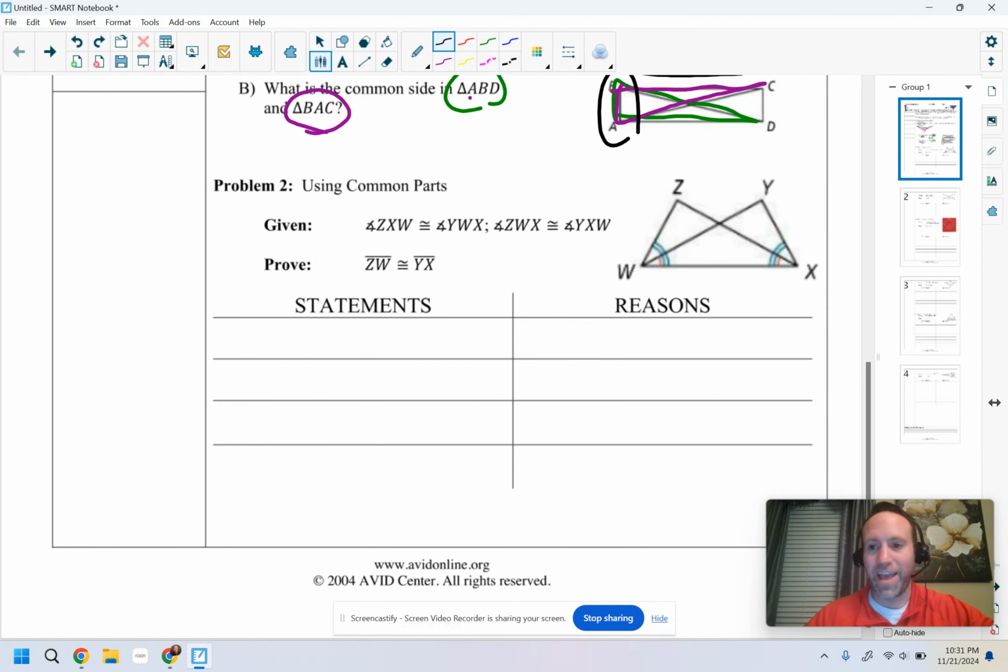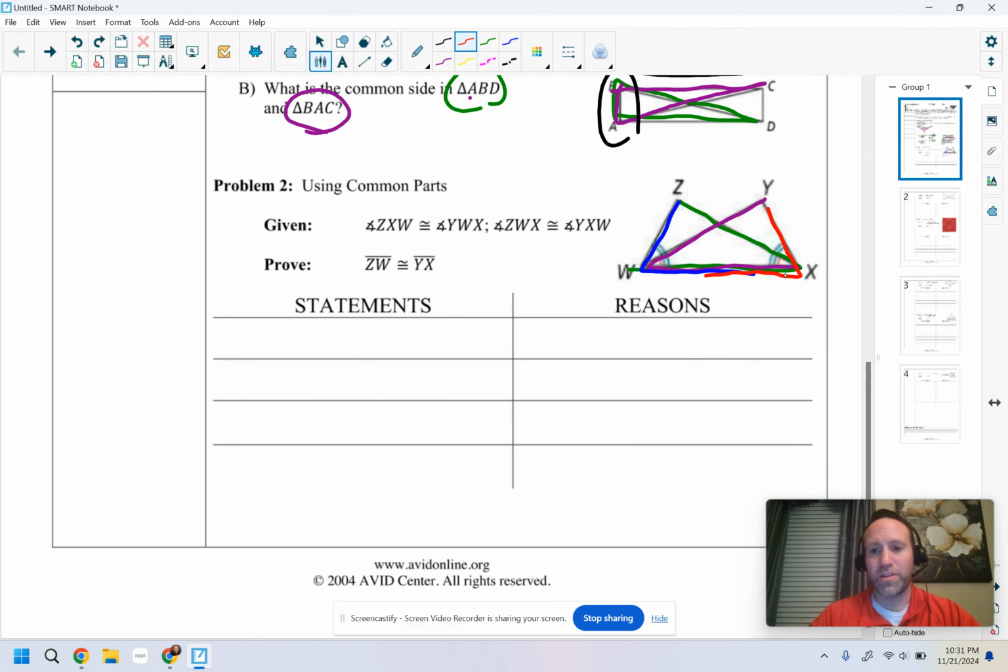Okay, let's go ahead and jump into this proof here. We have angle ZXW and angle YWX as being congruent angles. Then we have ZWX is congruent to YXW, and we can already see this is a mess, right? So I'm going to redraw these triangles.